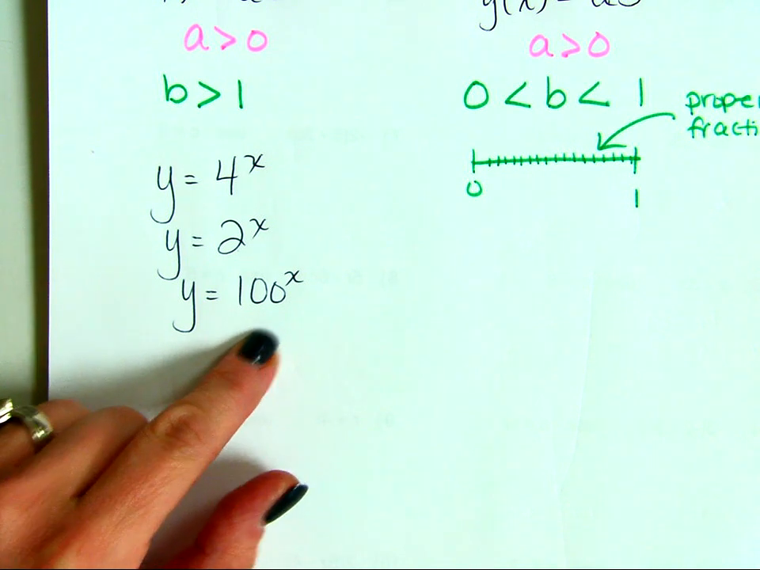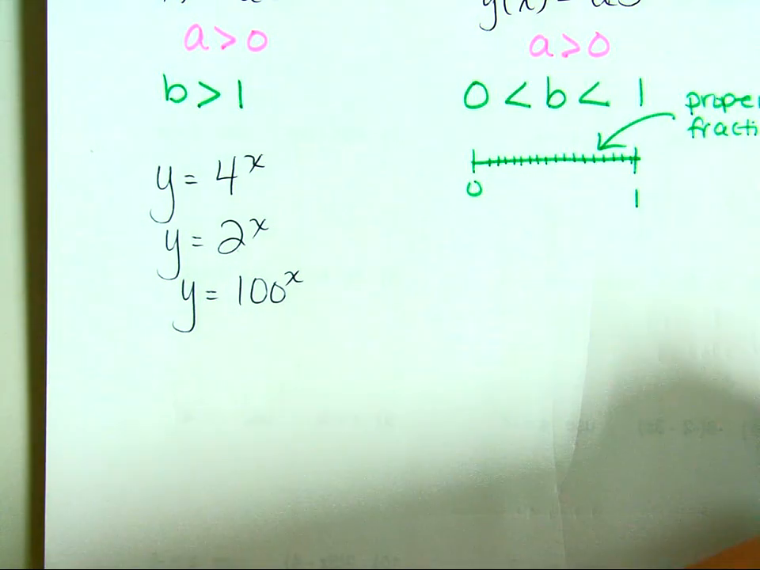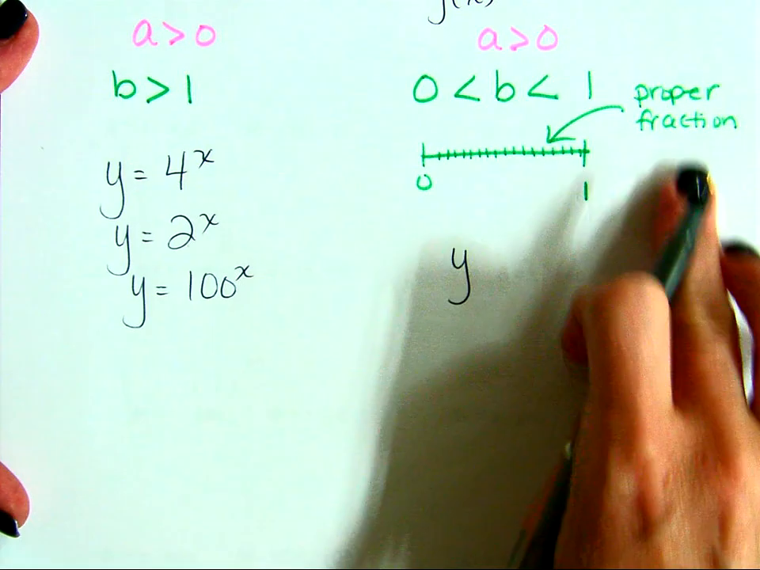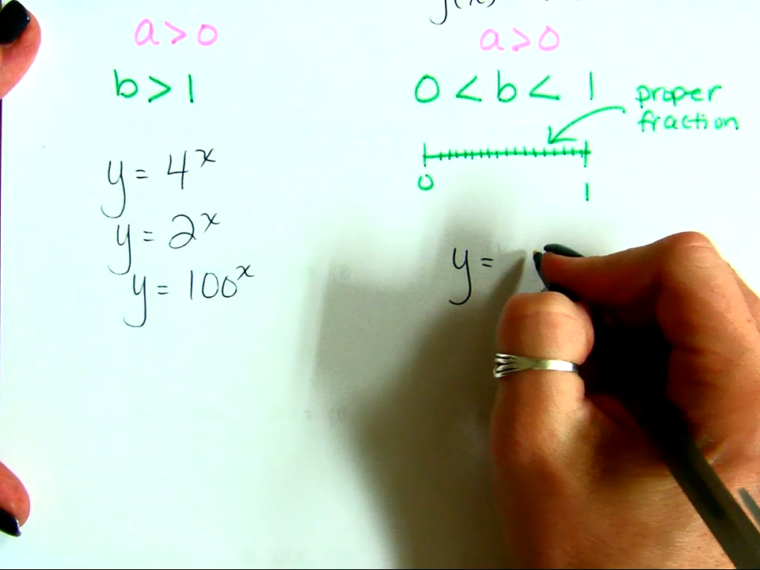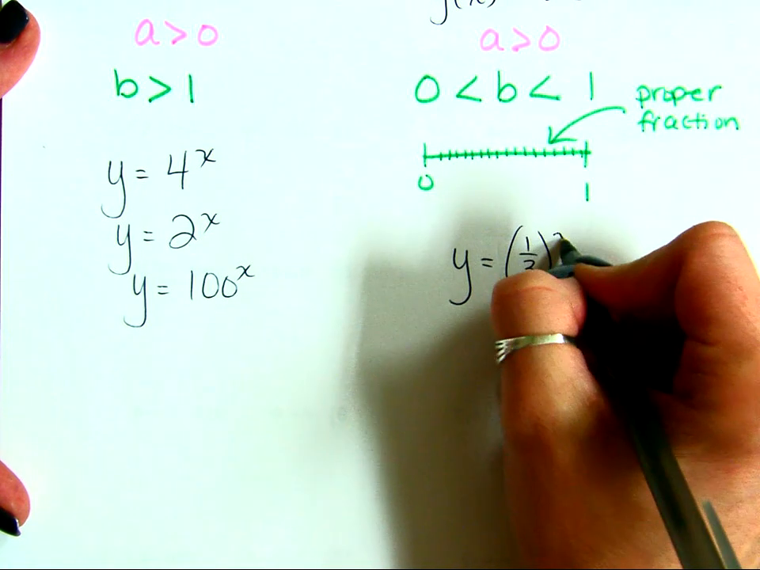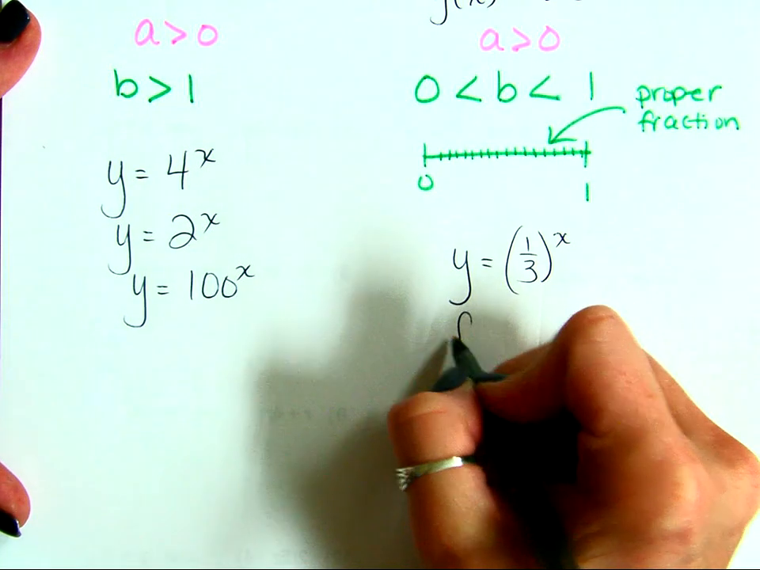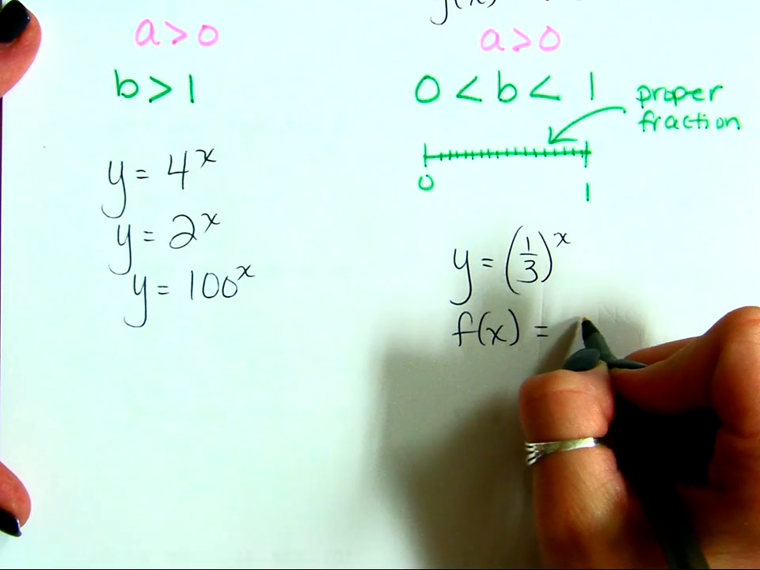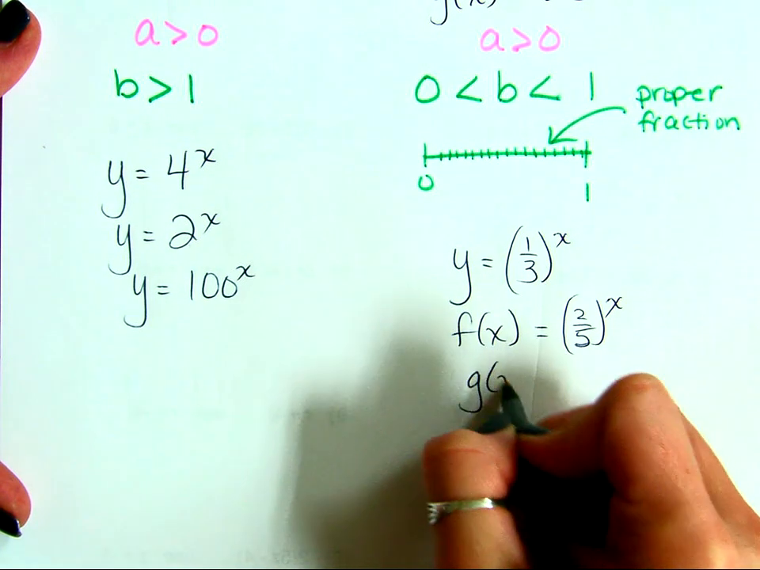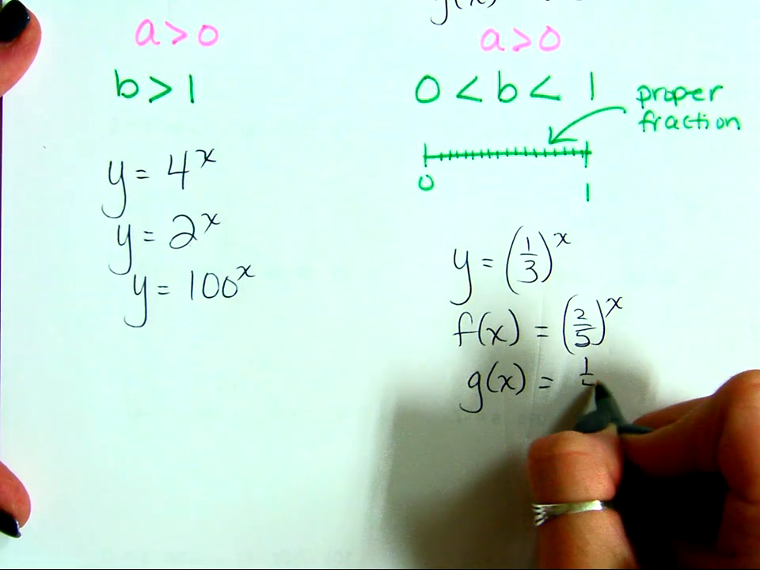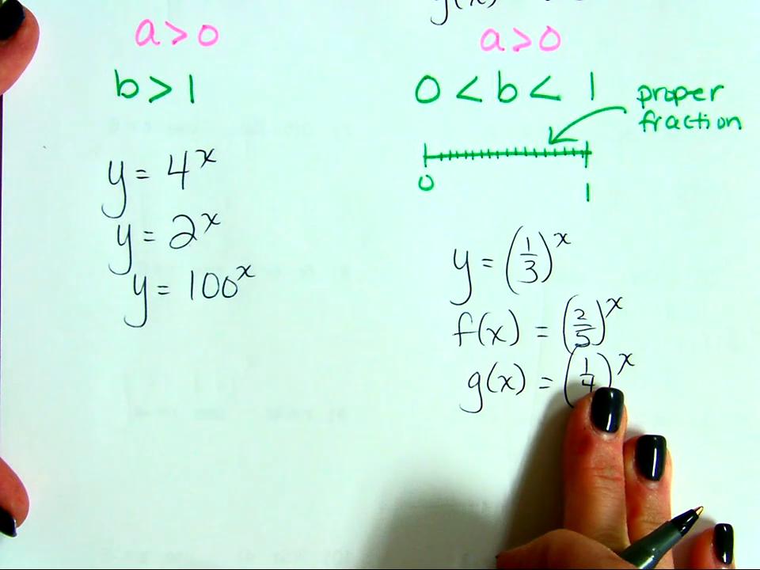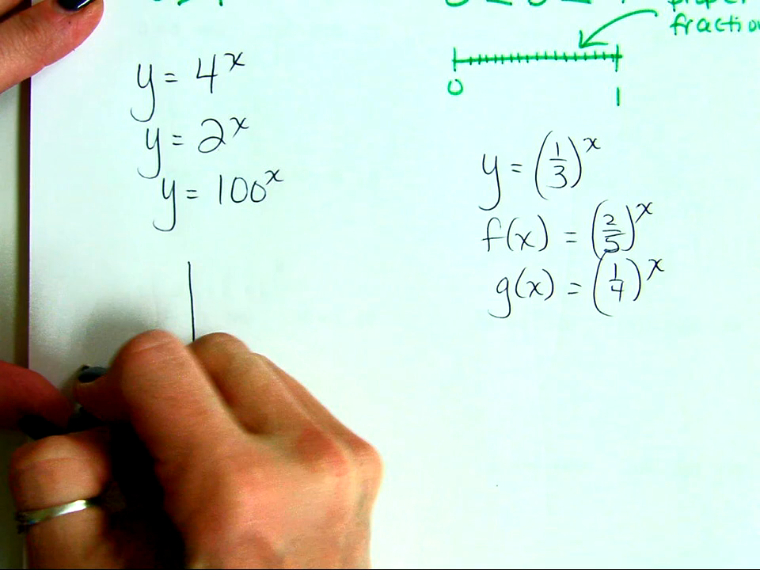Okay? So let's kind of take a look at, actually I'll show you this over here. So what I mean by a proper fraction would be y equals not 4 or 2 or 100, but like 1/3 to the x. Or f of x could equal 2/5 to the x. Or g of x could equal 1/4 to the x. Growth versus decay.